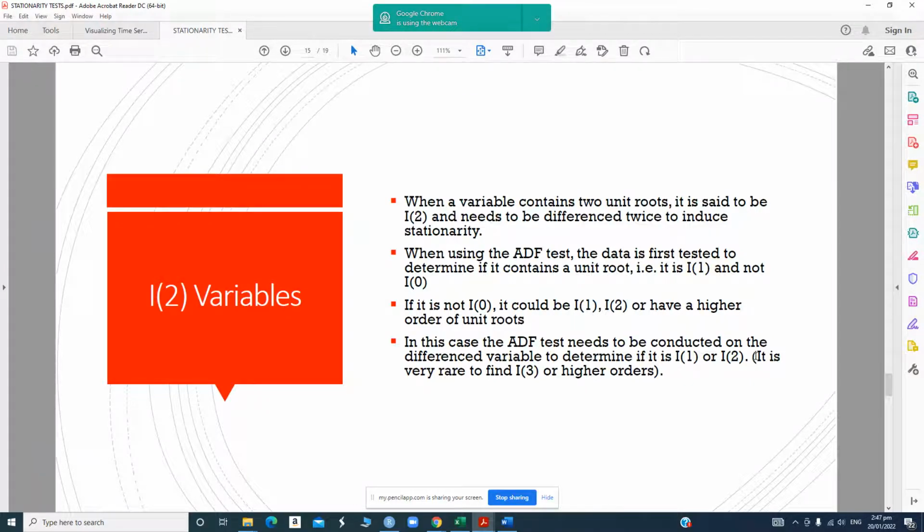When using the ADF test, the data is first tested to determine if it contains a unit root. If at level it doesn't contain a unit root, then the standard is fine, so we say it's I0. If it is not I0, then it could be I1 or I2 or of higher order of unit roots. So in this case, the ADF test needs to be conducted on the differenced variable to determine the level at which it becomes stationary. It's very rare to find I3, so we don't even go near that.